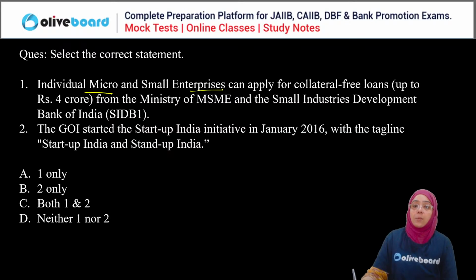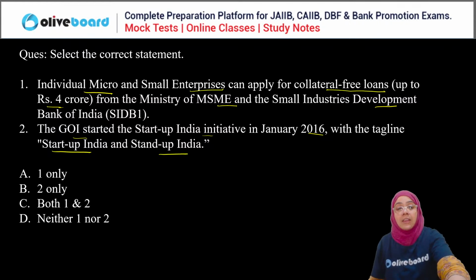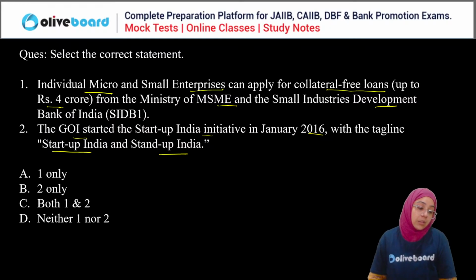Individual micro and small enterprises can apply for a collateral free loan up to 4 crore from Ministry of MSME and SEBI. The government of India started the Startup India initiative in January 2016 with the tagline Startup India and Stand Up India. Everyone, please answer this question. Easy. Very simple, very easy question.